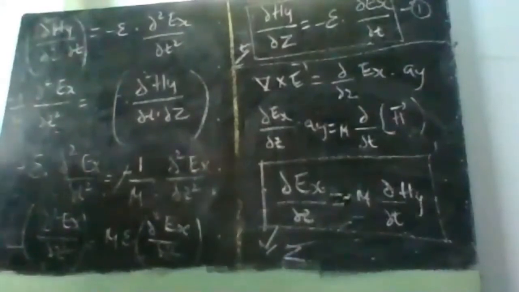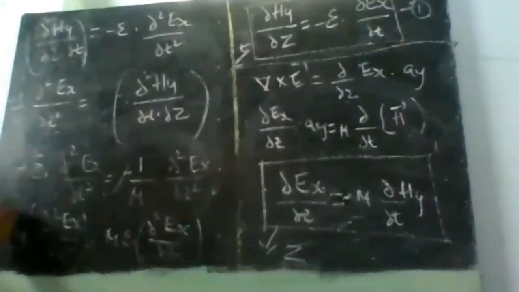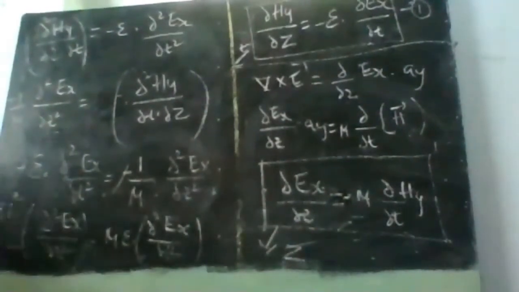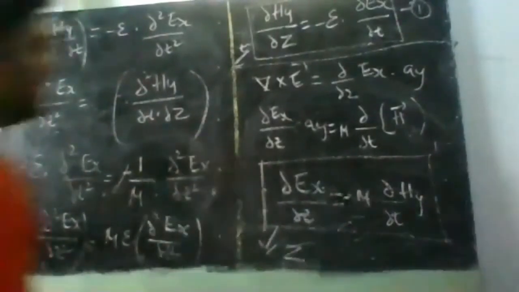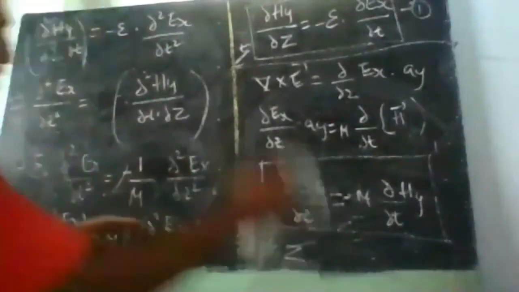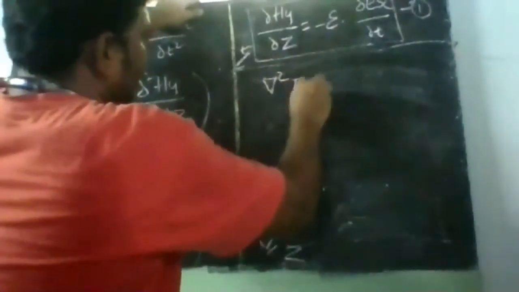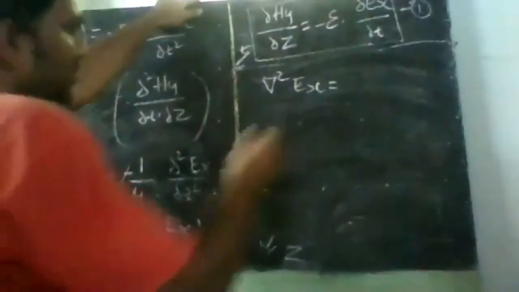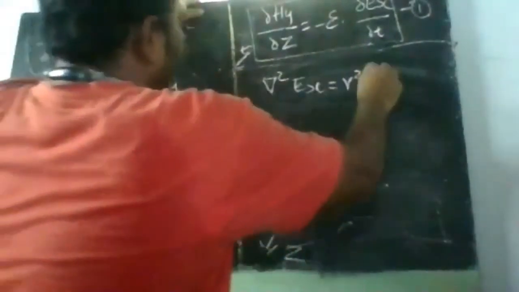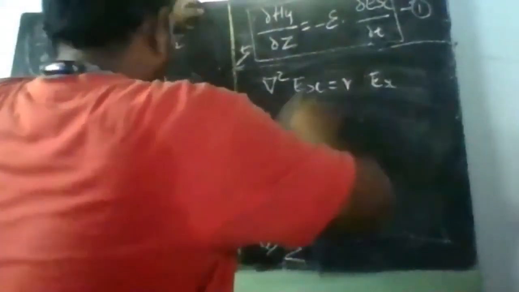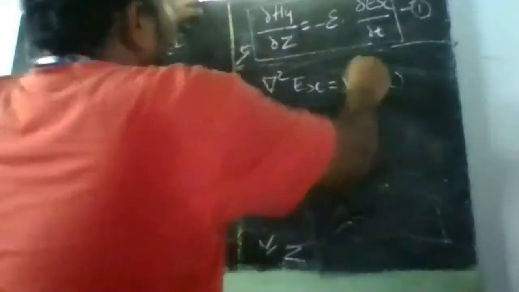Dou square Ex by dou z square is nothing but the differential operator, del operator. Dou by dou z is basically del operator, because del has only direction along z. So this is basically representing del square. We can write this expression as del square Ex is equal to, assuming this as some constant gamma, gamma square into Ex, or if I solve everything, then we'll get something like this.